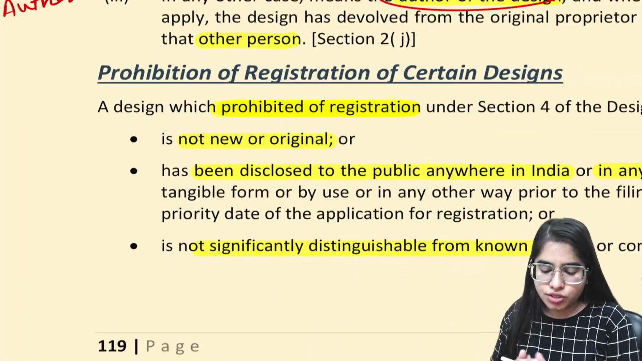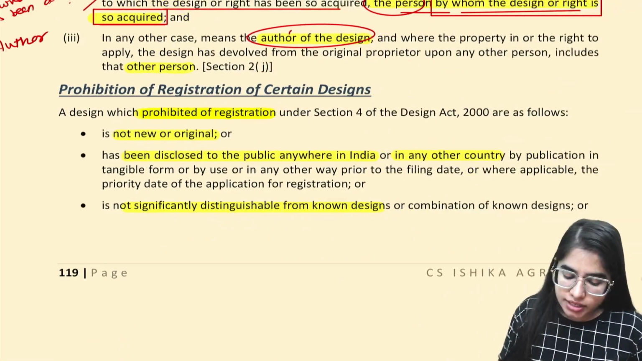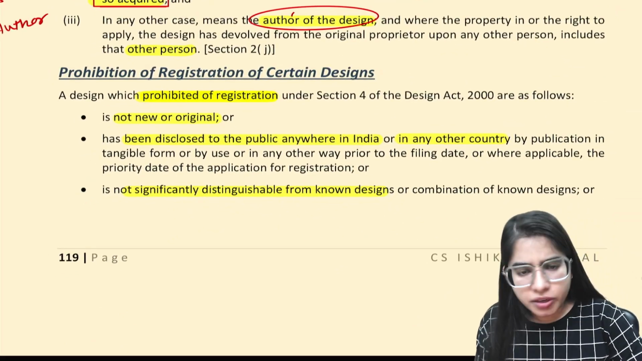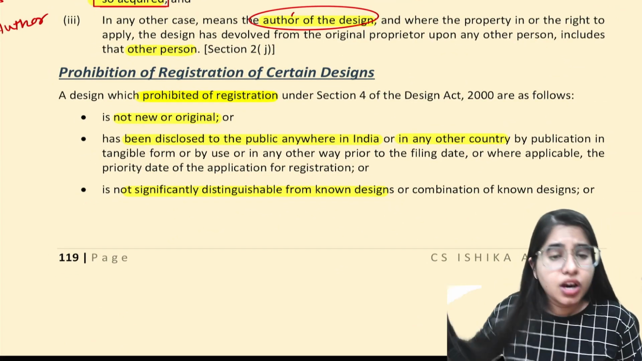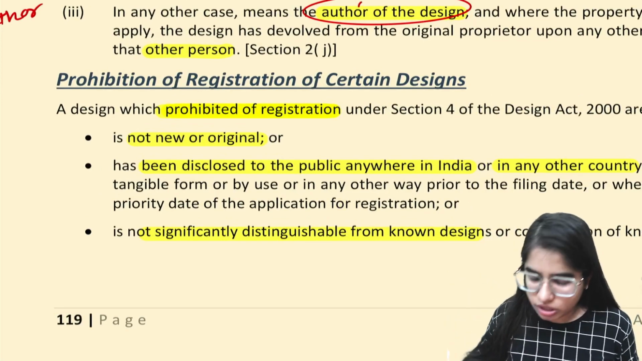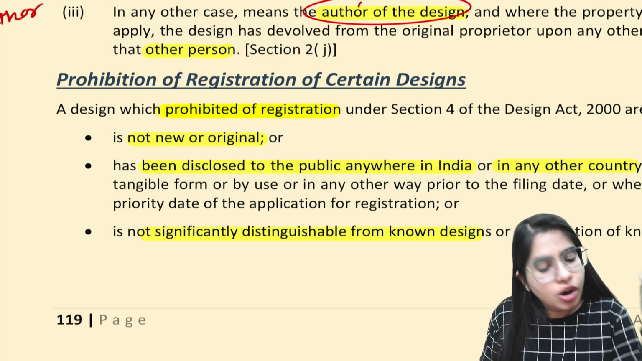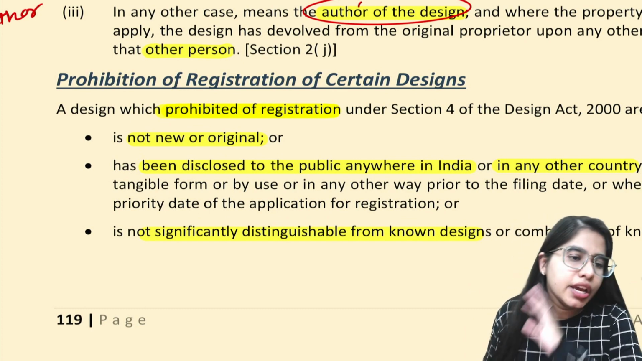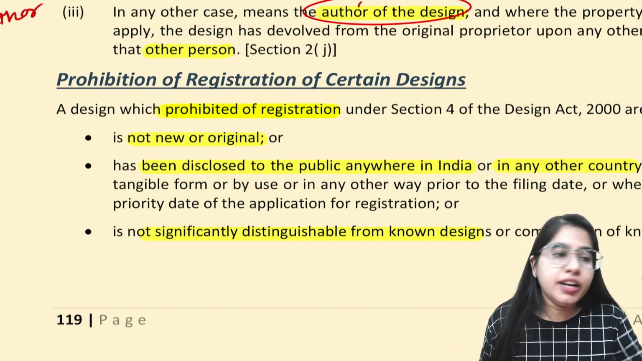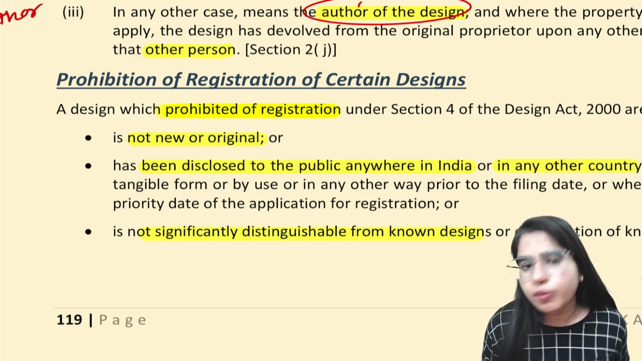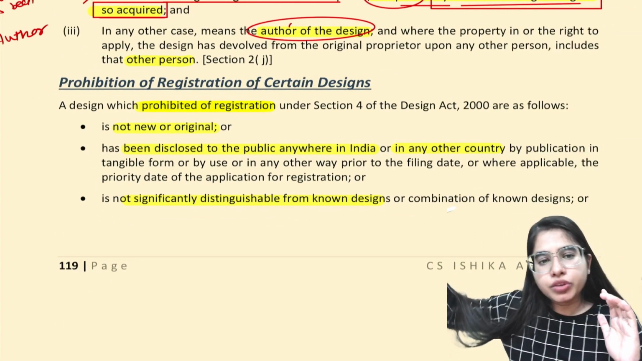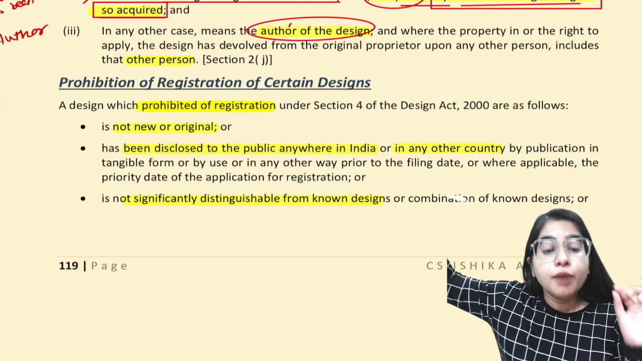Prohibition of registration of certain designs. Certain kinds of designs cannot be registered. Very easy, no need of explanation. Point number 1, which is not new or original. Only when you make a new design can it be registered under design law with the design authority. If you have copied someone else's design, for example made a duplicate Sabyasachi lehenga, that cannot be registered. So this is section 4, very important, prohibition of registration.